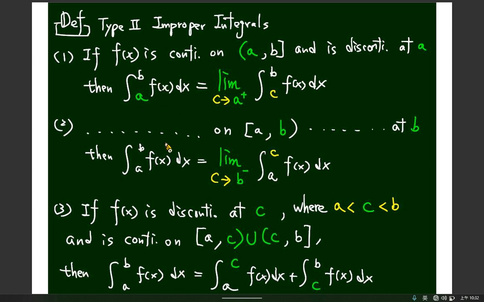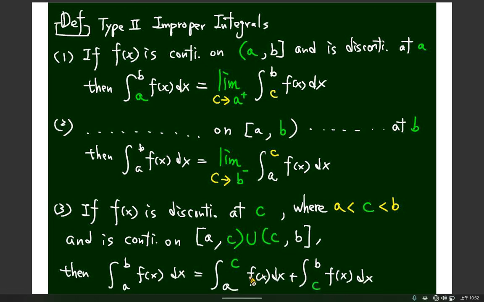Okay, so of course we have subtype 2. If we have c sitting between a and b, then we can use c as a bridging point and separate it into two parts.